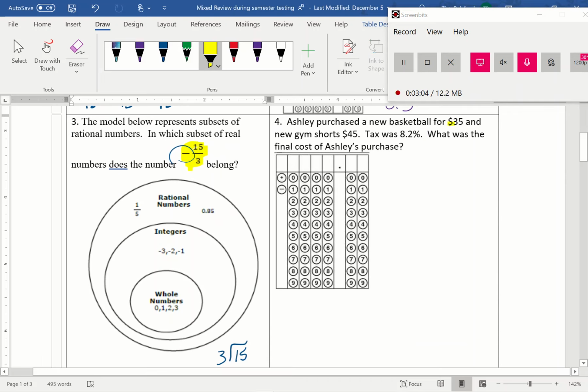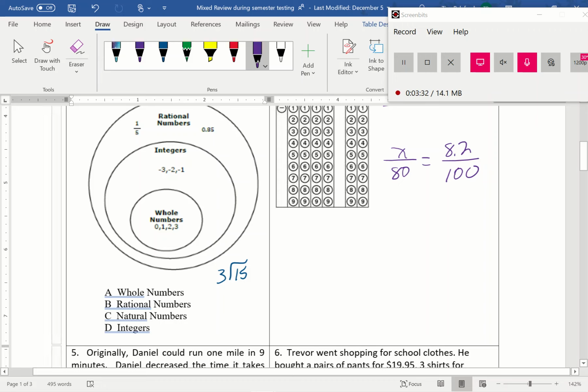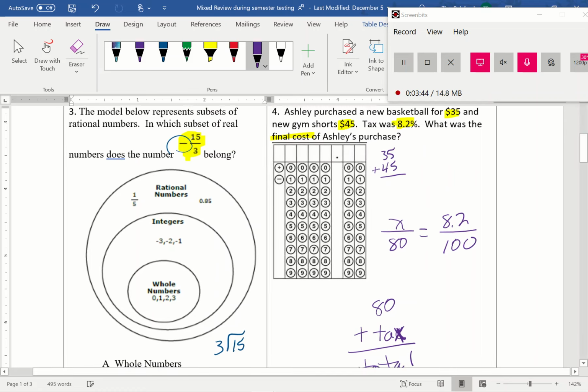Ashley purchased a new basketball for $35 and new gym shorts for $45. Tax was 8.2%. What was the final cost? So first you're going to have to add the basketball plus the gym shorts. That number is the bottom. When you get that done, you are going to have to add to find the total. So 3 steps.